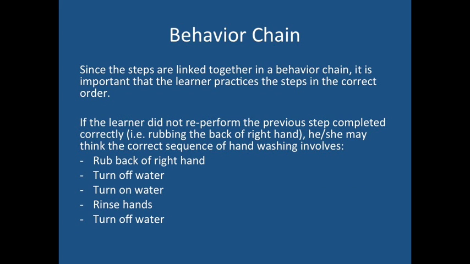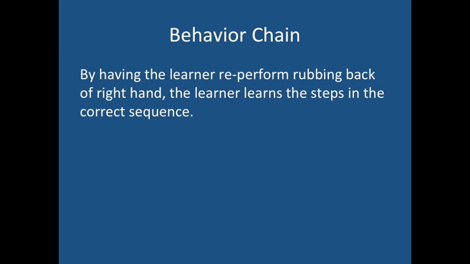Because the steps are linked together in a behavior chain, it is important that the learner practices the steps in the correct order. In our example, if the learner did not re-perform the previous step completed correctly, which was rubbing the back of the right hand, he or she may think that the correct sequence of hand washing involves the following: rub the back of right hand, turn off water, turn on water, rinse hands, and turn off water. By having the learner re-perform rubbing the back of the right hand, the learner learns the steps in the correct sequence.